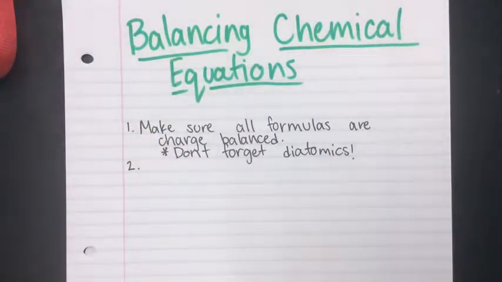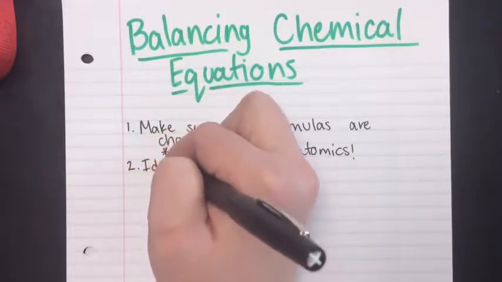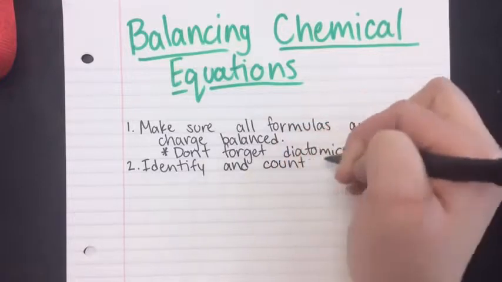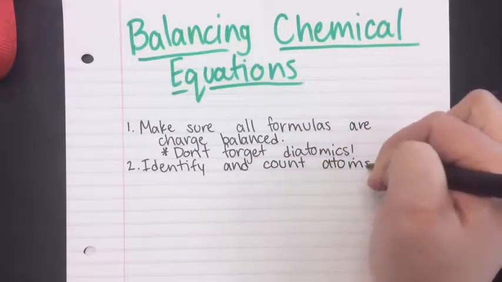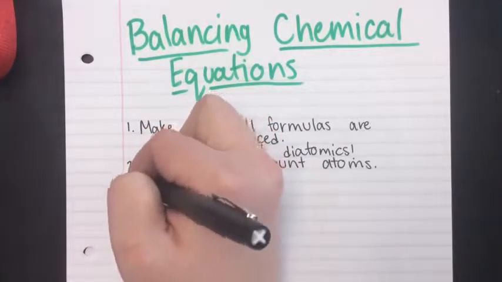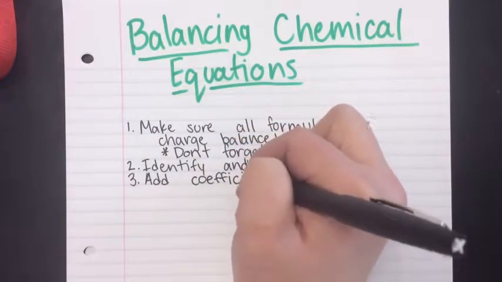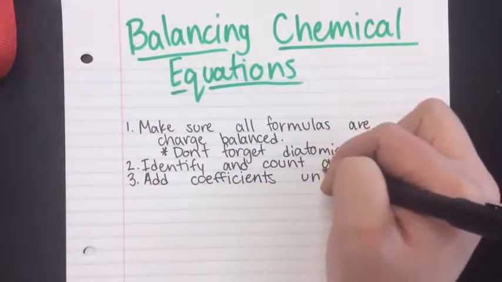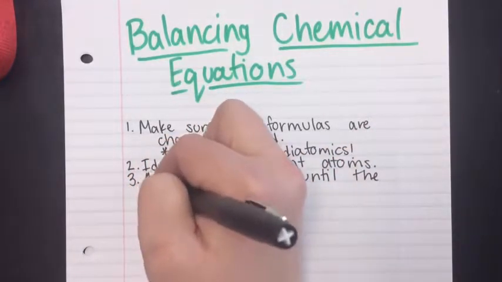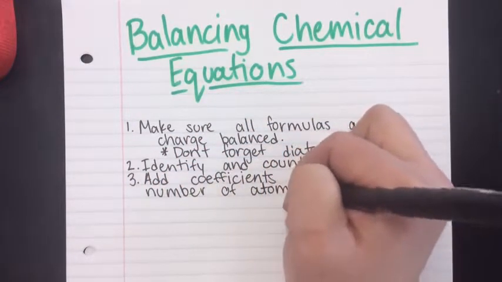Step 2. Identify and count the atoms on each side, products and reactants. Step 3. Add coefficients until the number of atoms on the products and the reactant sides are equal. Do not add subscripts, as this will make our formulas no longer charge balanced, which will throw off our overall chemical equation balance.